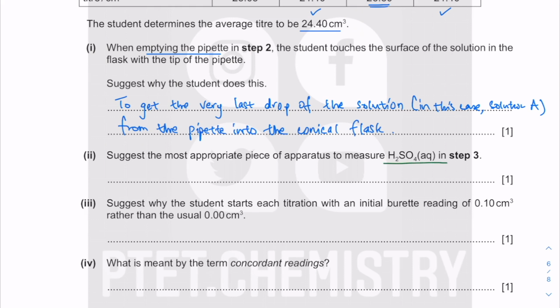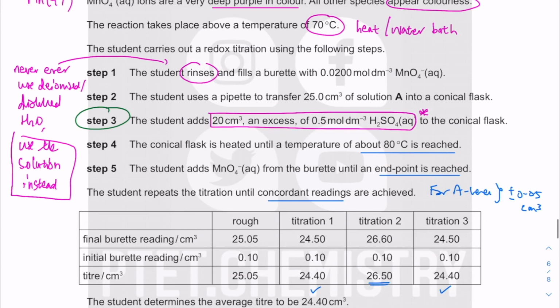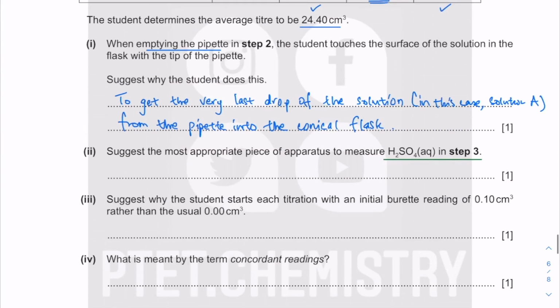So we're going to measure out the H2SO4 in step 3. As I mentioned just now, in step 3 you have an excess of H2SO4. They don't say 20.00, they don't say 20.0, they just say 20 cm cube. It's in excess. It doesn't really matter that much. So you can use a measuring cylinder. That's very common to add something which is in excess anyway. Okay, so it's just the most appropriate piece of apparatus. This is commonly what you do in paper 3. So what makes it any different when you have to tell someone or describe to someone how you would do it?